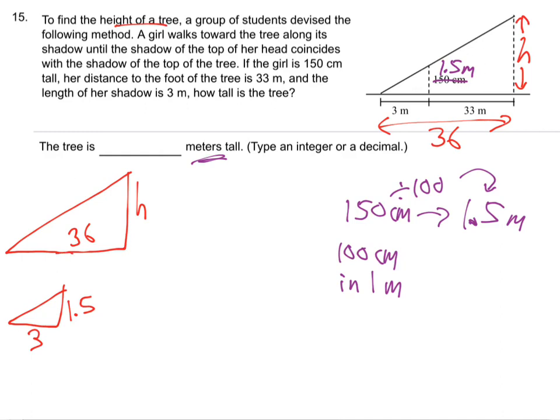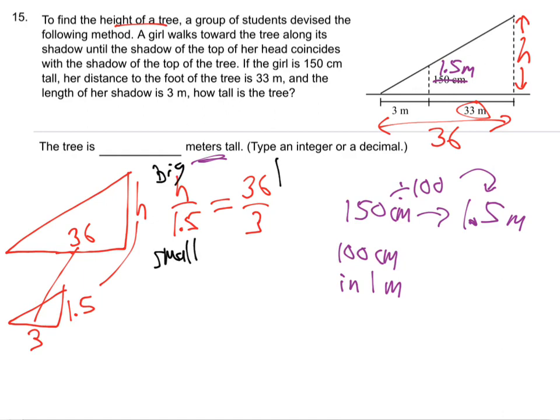Does that make sense there? So watch out. It's tempting to use the 33, but the 33 is only part of the bottom of the whole big triangle. We got to use 36. So there we go. So h is to 1.5, as 36 is to 3. See how I started with the big triangle to the small, and I did big to small. You could go the other way. You could start with small to big. It doesn't matter. Just be consistent.